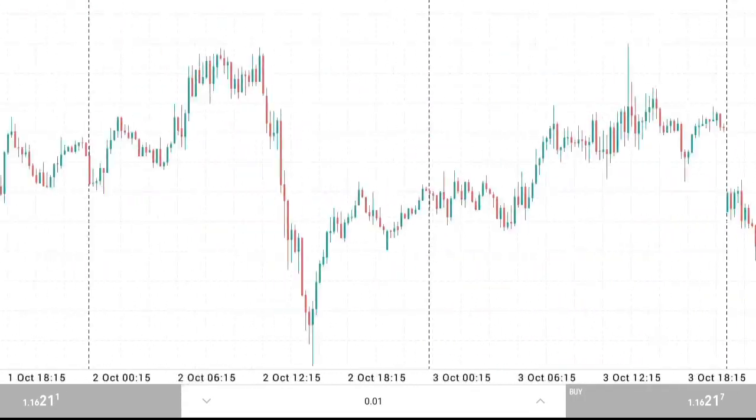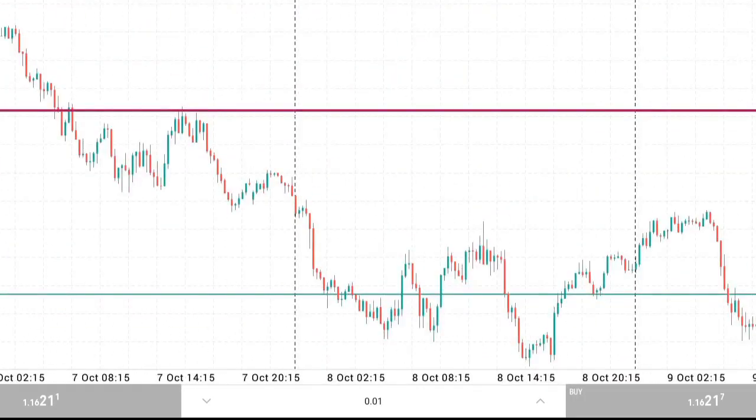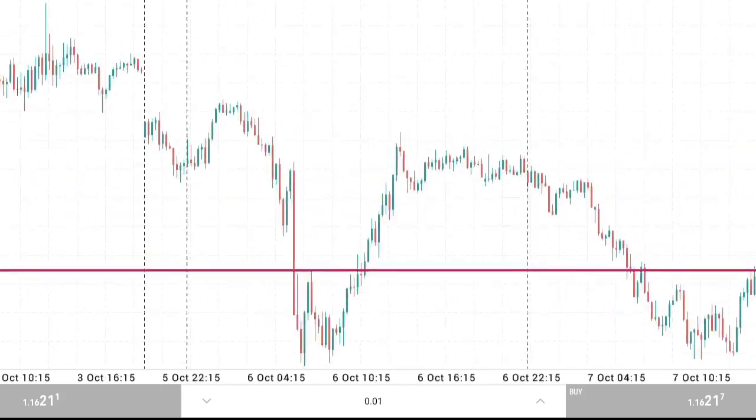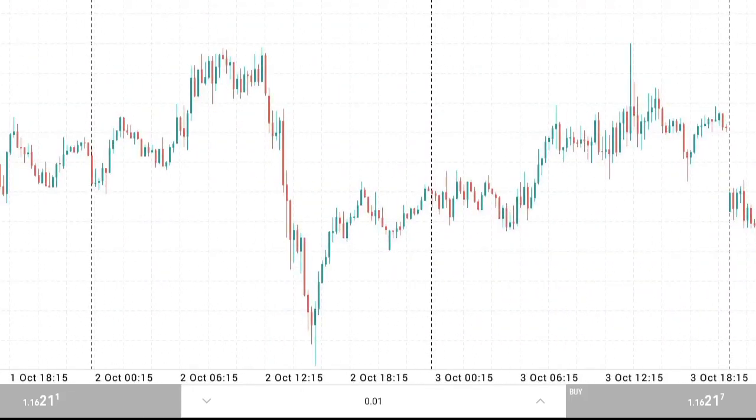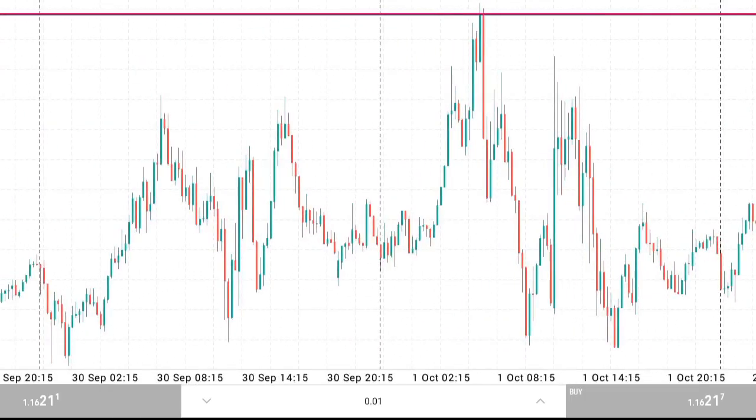So guys, this is how we can actually trade support, resistance, demand, and supply together and make profit.